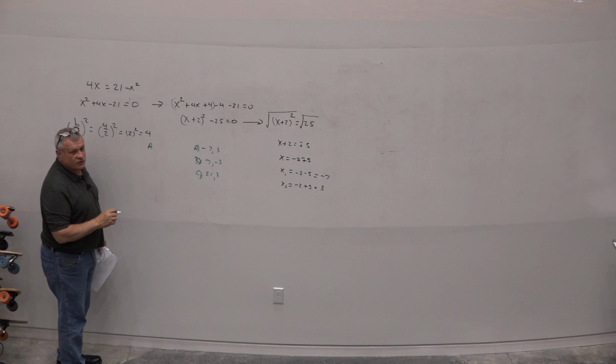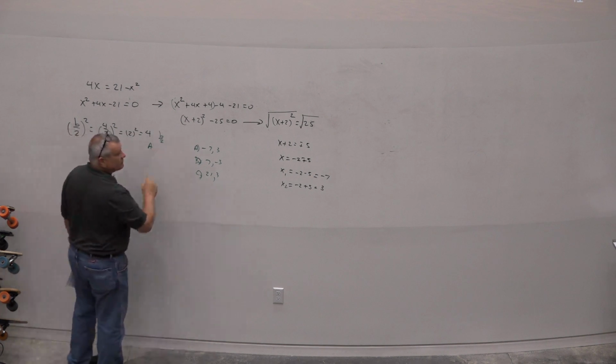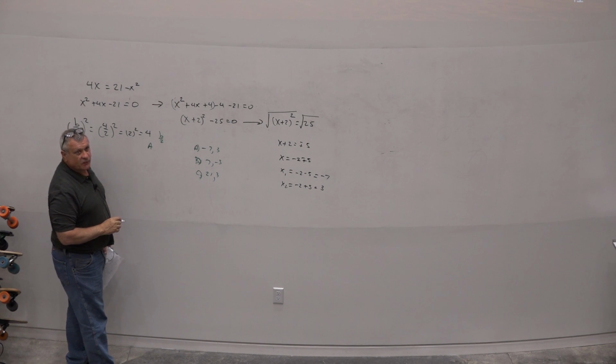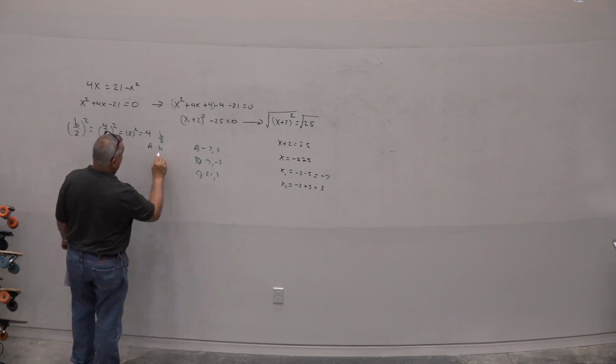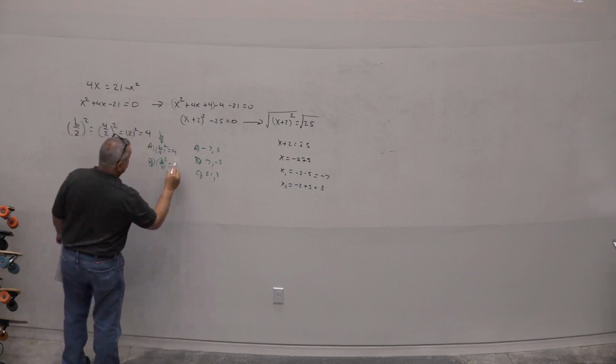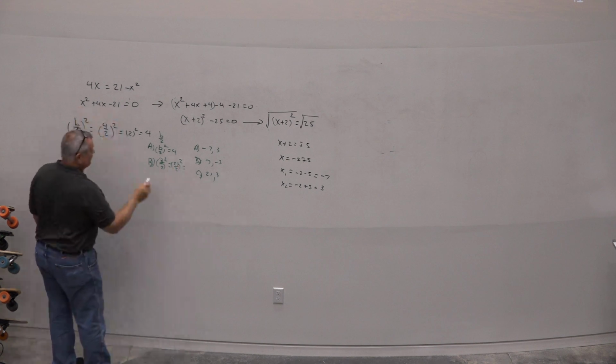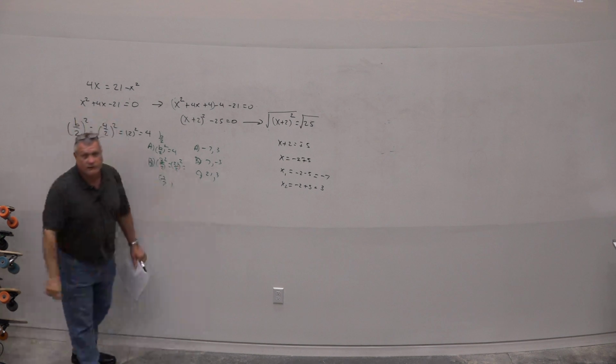What quantity did you add or subtract? What was B over 2? I'm going to ask you what quantity. Was B over 2 quantity squared equal to 4? Was B over 2 quantity squared equal to 21 over 2 squared? Or was it 1 half? I'm going to try to confuse you.